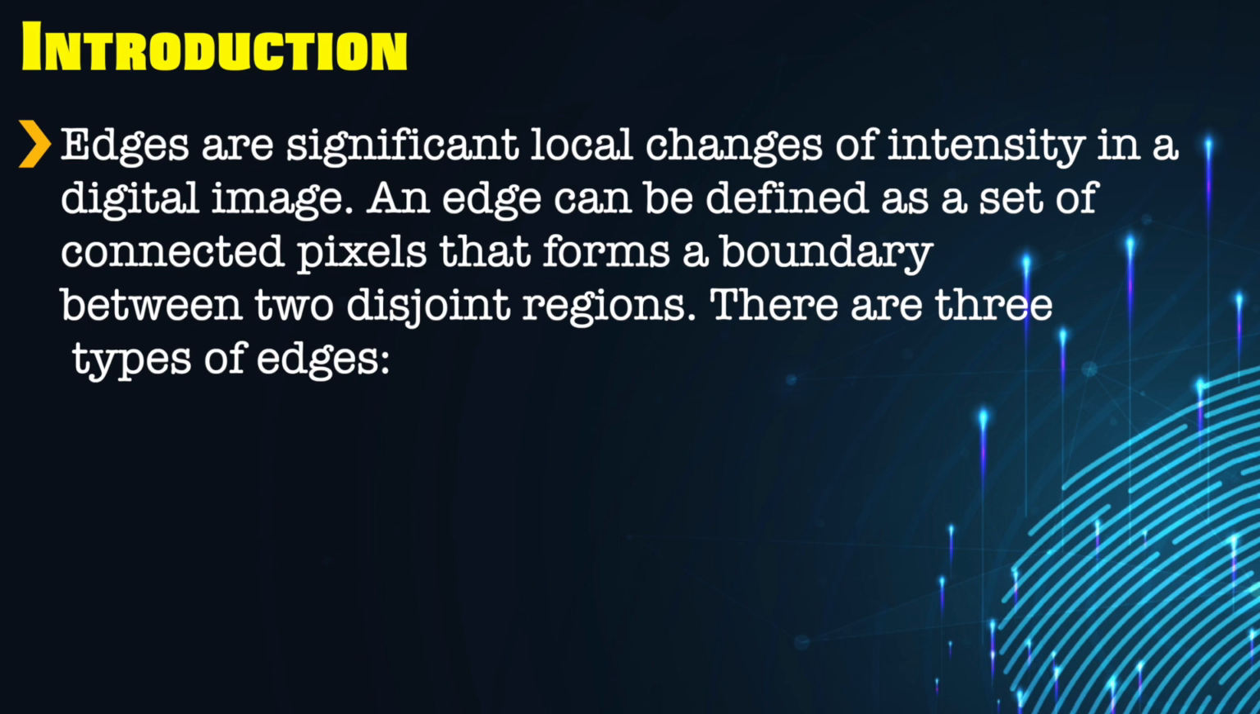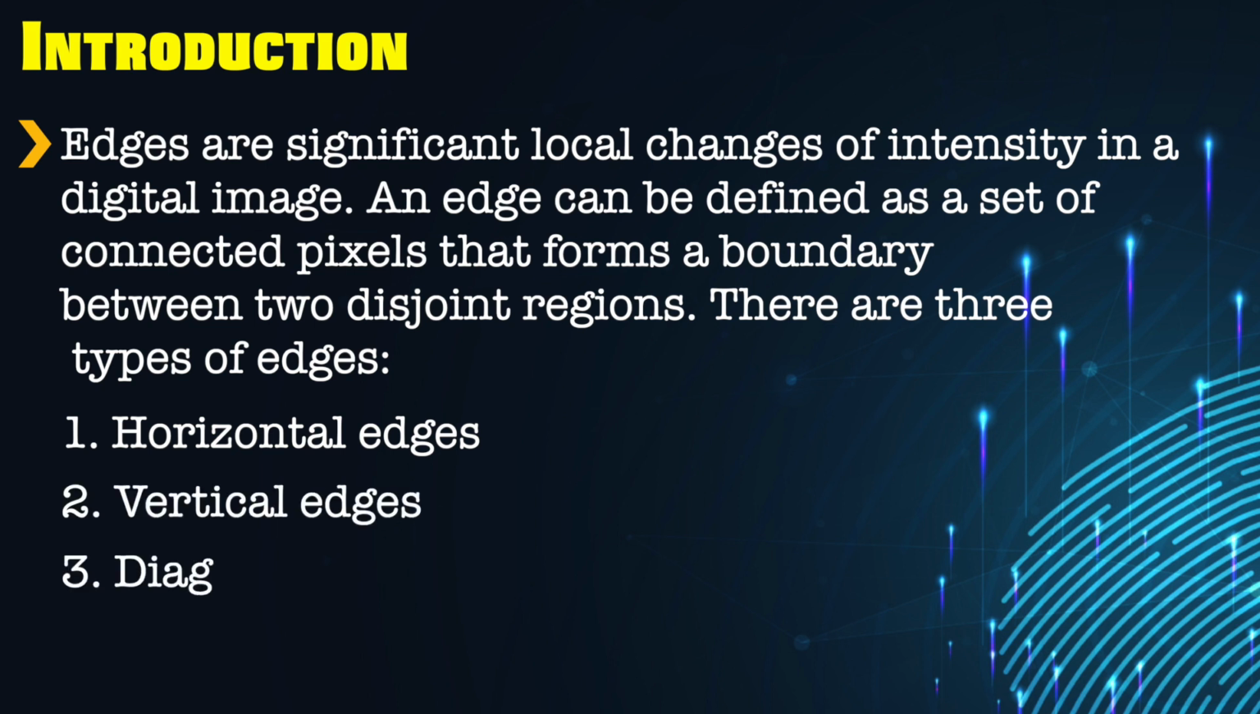An edge can be defined as a set of connected pixels that forms a boundary between two regions. There are three types of edges. The first one is the horizontal edge, the second one is the vertical edge, and there are diagonal edges too. But most of the filters work for horizontal edges and vertical edges only.